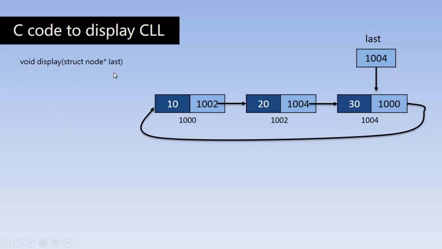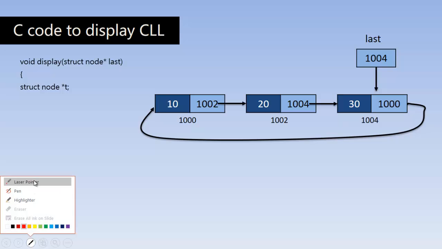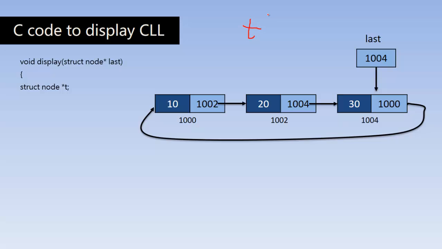So void display, it takes the address stored in the last pointer. By knowing the address stored in the last pointer, we can access all the other nodes, because the address stored in the last pointer is the address of the last node, right? Okay. So struct node star t. Here t is a temporary pointer variable which we need only for this operation. So let us create that t. So here we have got a t variable.